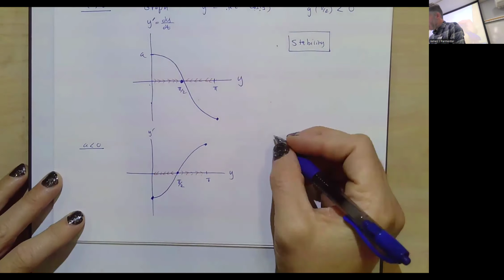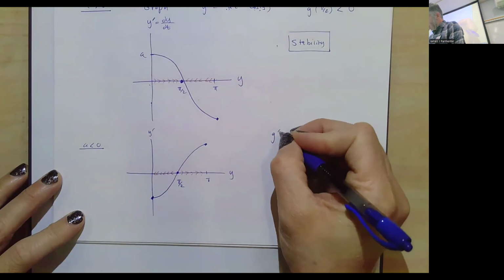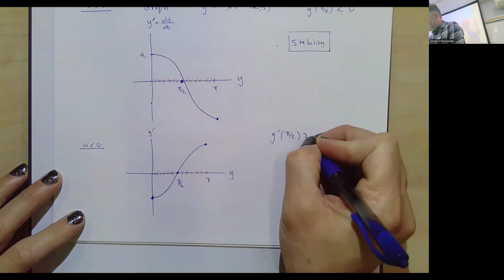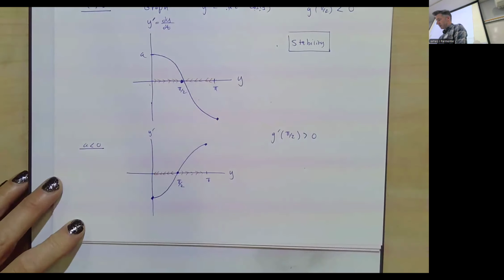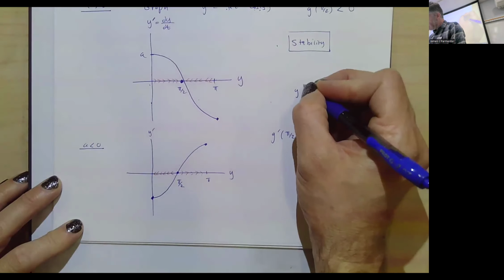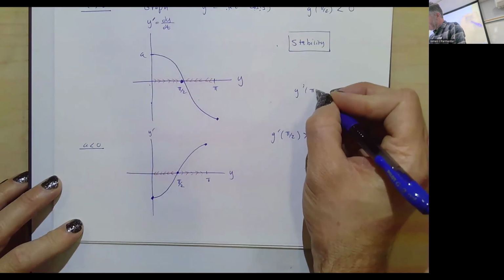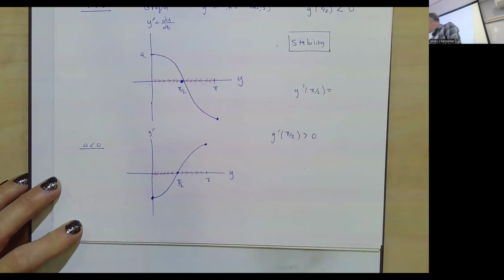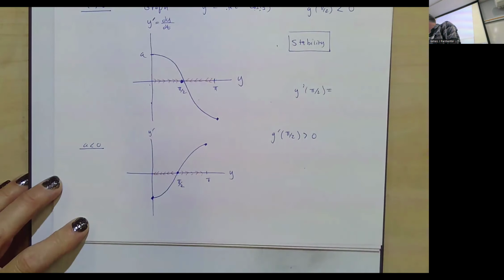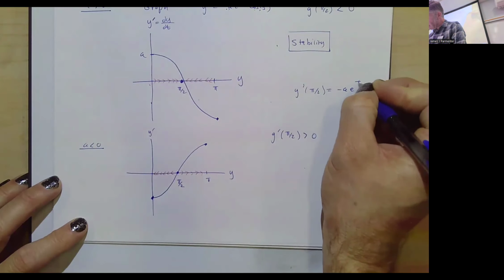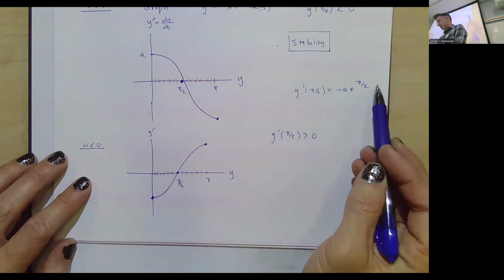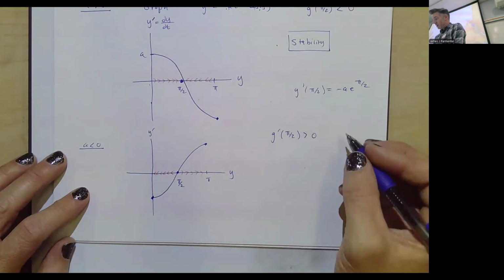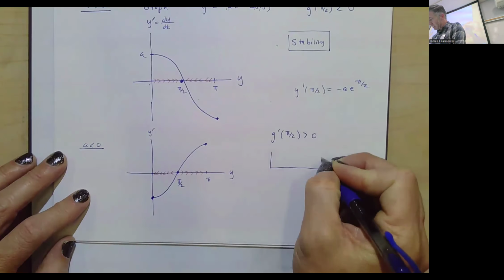So here we have that g prime of pi over 2 would be positive, right? Because again, if a was negative, sorry, I should write down the reminder. g prime of pi over 2 was equal to negative a e to the pi over 2. So if a is negative, then negative a is positive. This whole thing's positive. So g prime of pi over 2 is positive. That's going to give us instability.